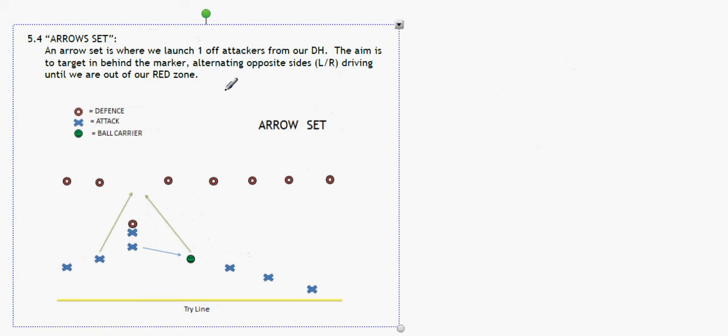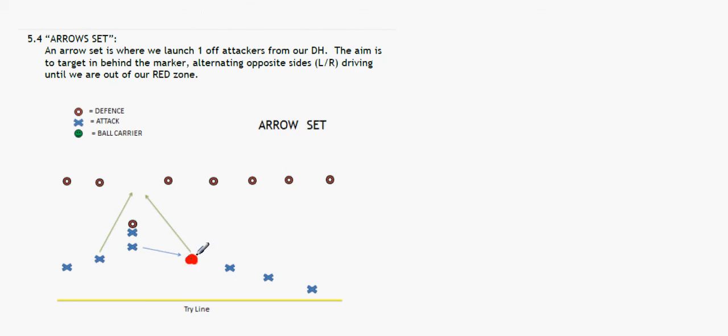Now, the next type of set is an arrow set. An arrow set is where we launch one of the attacking players from our dummy half. The aim is to target in behind the marker, alternating the positions left and right, driving until we're out of the red zone. So, for example, as the green player here, you're going to take the ball a nice distance away, and you're going to charge in behind. Now, this is on the anticipation that the marker here isn't actually going backwards. It isn't going to be chasing the ball. Okay. Now, in the case where the marker does chase the ball, sorry, we won't go there. What we're doing is we're going to run in behind, and we're going to get tagged in here.